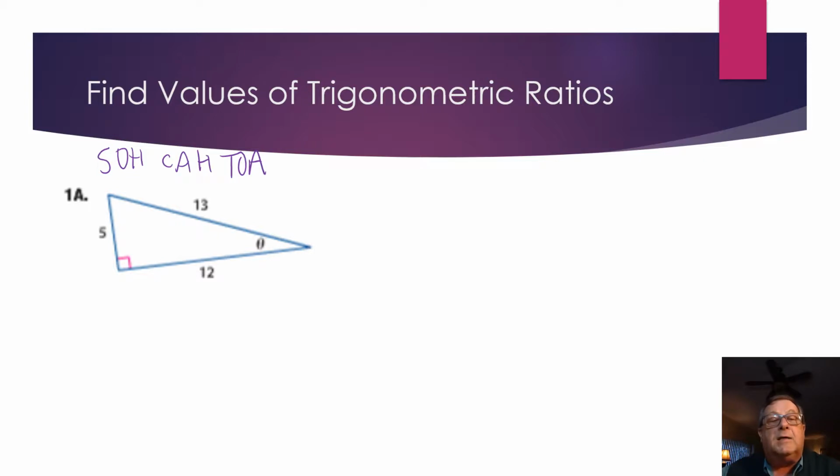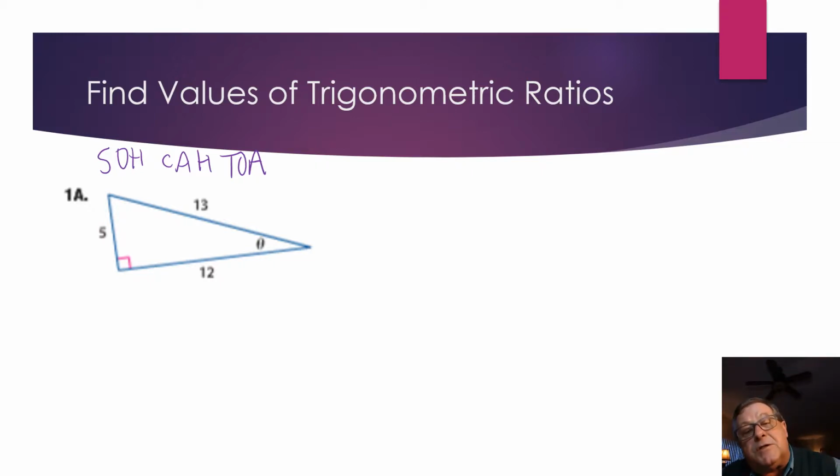All right, so the sine is the opposite over the hypotenuse. The cosine is the adjacent over the hypotenuse. Tangent is opposite over adjacent. And then the cosecant is the reciprocal of the sine function, so it's hypotenuse over the opposite. The secant is the reciprocal of the cosine function, so it would be the hypotenuse over the adjacent side. And the cotangent is the reciprocal of the tangent, so it's adjacent over opposite.